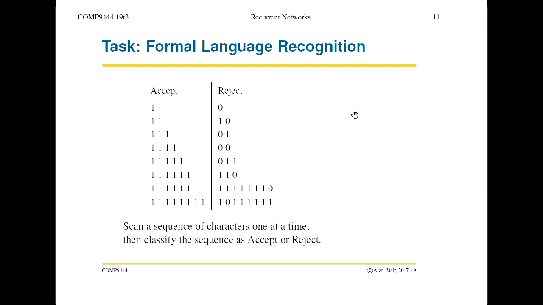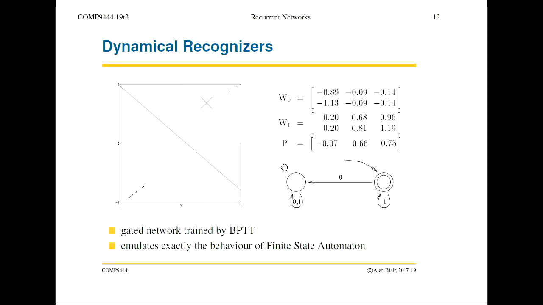If you had to come up with a simple rule to say which sequences to accept and which to reject, what would be the rule? That's right. You only accept sequences that consist of all ones. If there are any zeros, you reject.